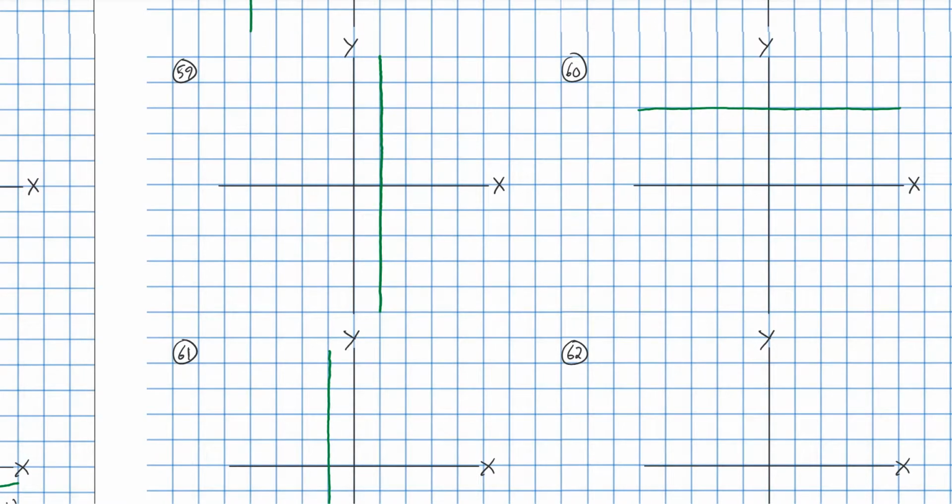All right, we're back. The equation is going to be y is equal to 1, and the slope is undefined. Remember, we always notate slope with an m.